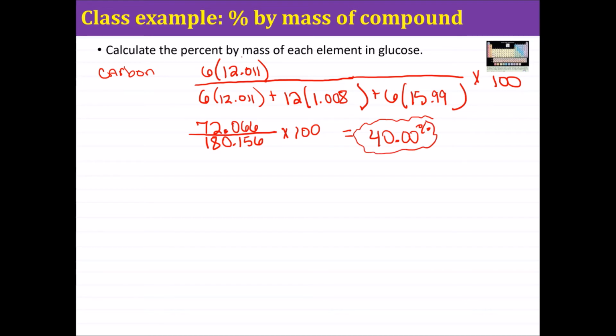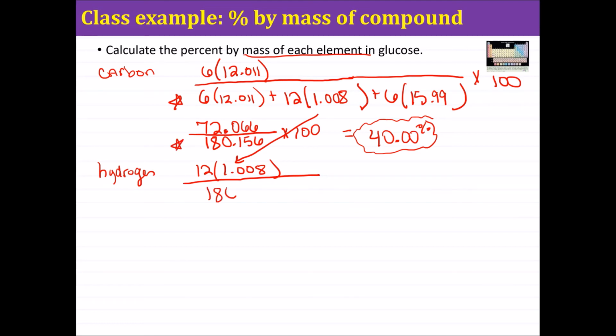The problem tells us to calculate the percent by mass of each element. So now we go to the next element, hydrogen. We say, okay, we have 12 atoms of hydrogen, and the molar mass of hydrogen was 1.008 grams per mole, divided by, I don't need to write out the denominator again because this part is going to be the same for each of my elements in the compound. And I already know that it is going to be equal to 180.156 multiplied by 100. And the percent of hydrogen comes out to be 6.714%.